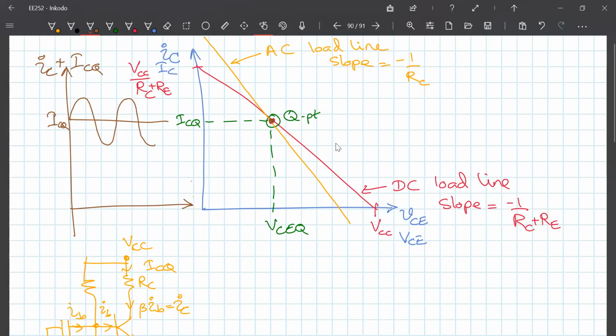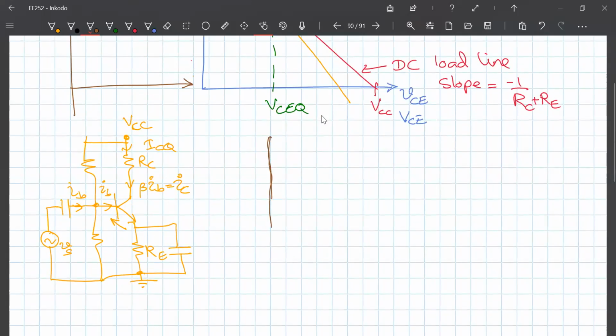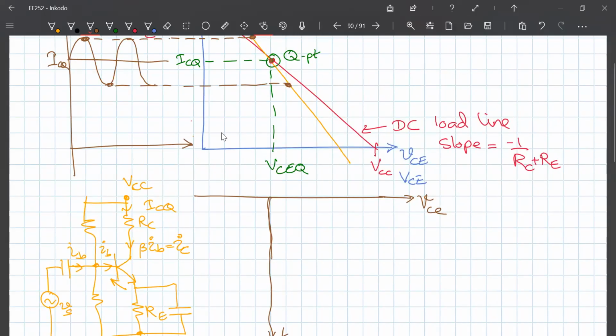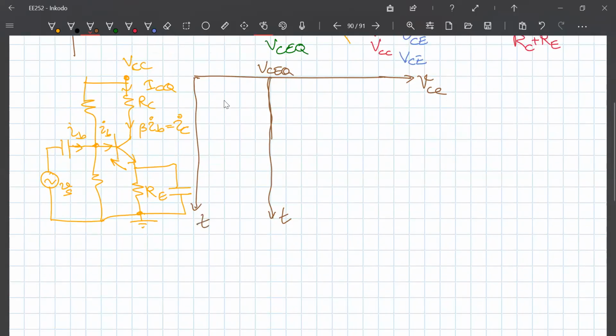Therefore, when this moves like that along this, at this particular point it corresponds to that point on the AC load line, and this point corresponds to this point on the AC load line. If you want to look at the output waveform with time, if time goes in this direction, and this is my voltage axis, this is increasing VCE. So this is VCEQ, and this is 0 volts. That's my VCE versus t axis.